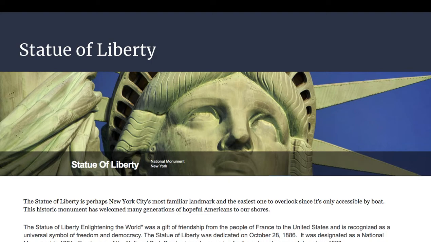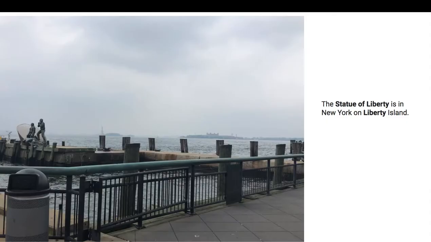The Statue of Liberty enlightening the world was a gift of friendship from the people of France to the United States, and it's recognized as a universal symbol of freedom and democracy. The Statue of Liberty was dedicated on October 28, 1886, and then it was designated as a national monument in 1924. Employees of the National Park Service have been caring for this colossal copper statue since 1933. And here I am at the tip of Manhattan Island, and you can see in the distance the Statue of Liberty, which is on Liberty Island.